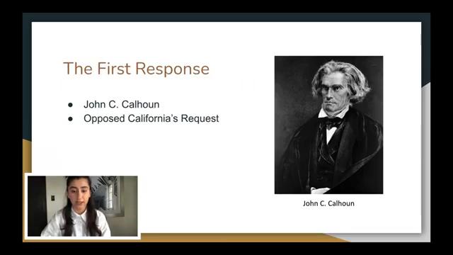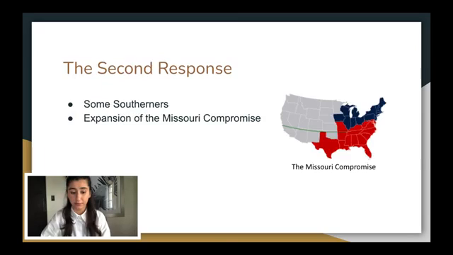John C. Calhoun expressed deep anger to, quote, North's continued agitation of slavery question. He opposed California's wish to become a free state and won growing support in the Deep South. Some Southerners had a more moderate idea. They argued that the Missouri Compromise should be extended to the Pacific Ocean.